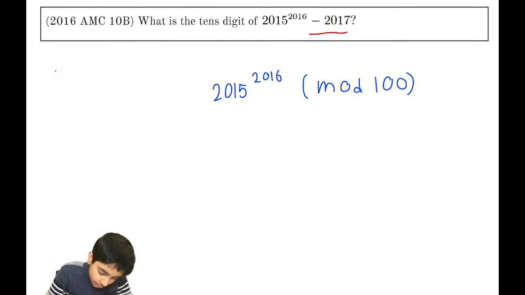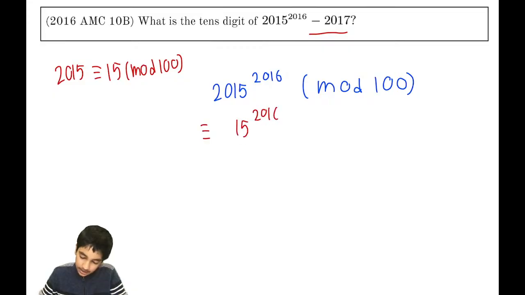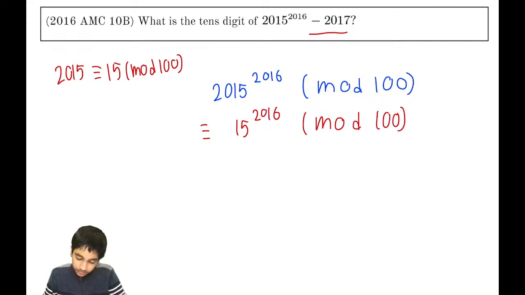So how can we find 2015 to the power of 2016 mod 100? Well, notice that 2015 is congruent to 15 mod 100. So 2015 to the power of 2016 is going to be congruent to 15 to the power of 2016 mod 100 by our mod properties, right? Okay, so now what? Now we think. I'm going to show you two solutions now: one using the Chinese remainder theorem, one without.